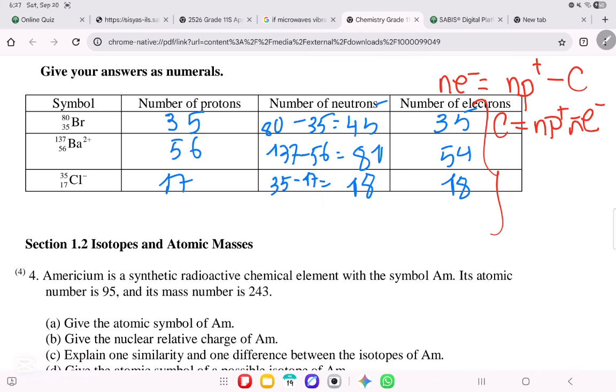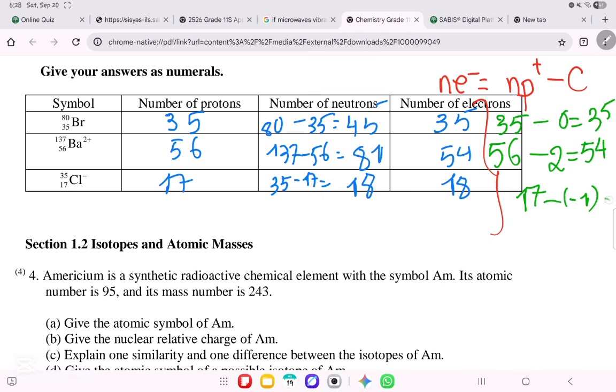So in this scenario, what do we have? For Br 80, 35, we have 35 protons minus the charge, which is 0, so we have 35 electrons. Then for the second one, we have 56 protons minus the charge, which is 2, so we'll get 54 electrons. And then for the last one, we have 35, oh my bad, it's not 35, it's 17. We have 17 protons minus the charge, which is -1, so minus minus 1. This will give us an answer of 18, very simply.